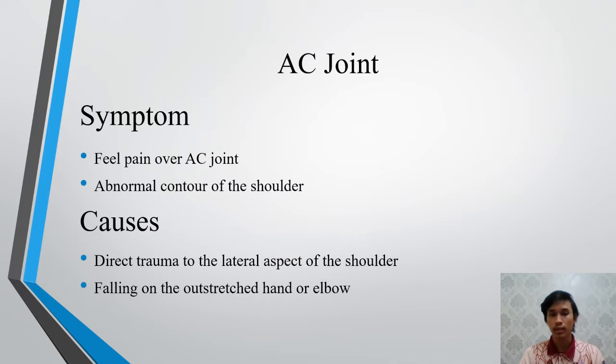The first injury is the AC joint injury. The symptoms of an AC joint injury are pain over the AC joint and abnormal contour of the shoulder. It is caused by direct trauma to the lateral aspect of the shoulder and falling on an outstretched hand or elbow.